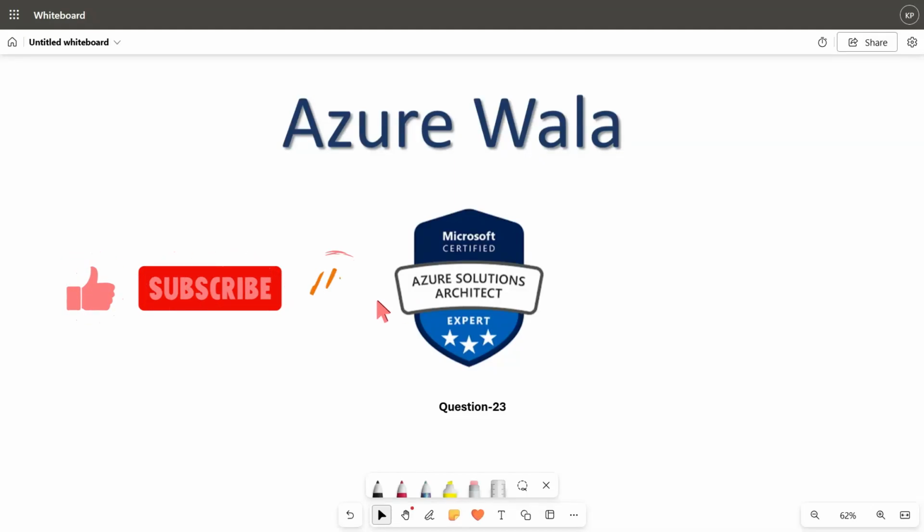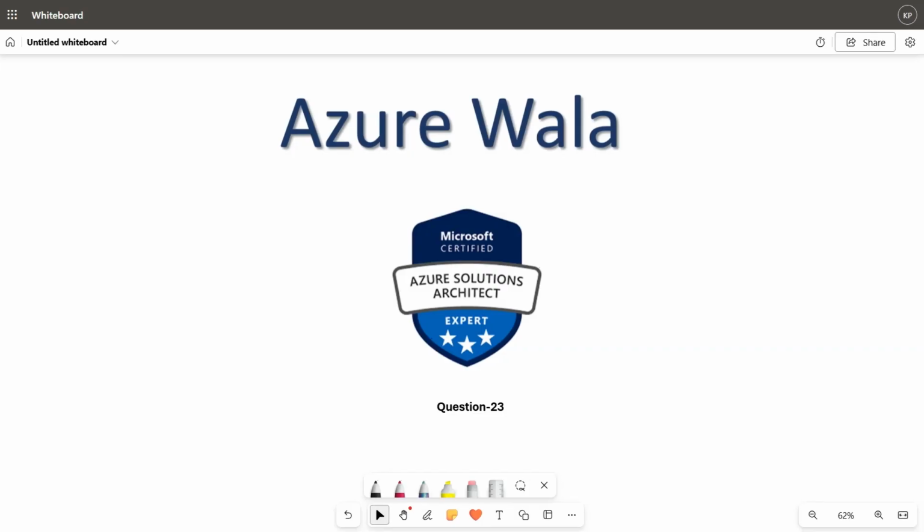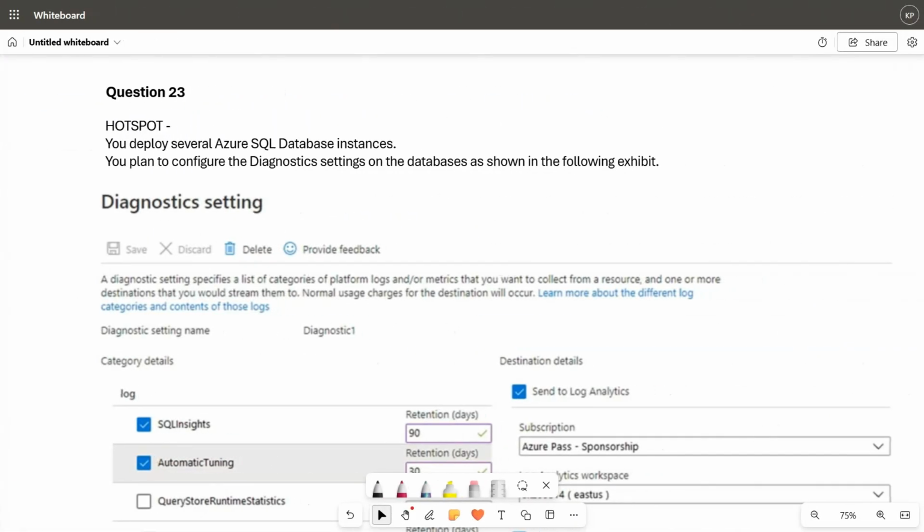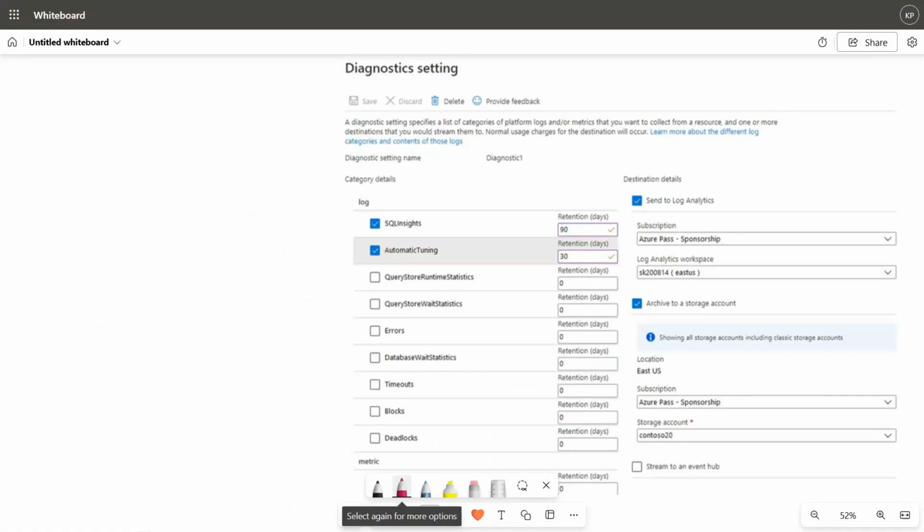We are in the Azure Solutions Architect Expert series. Today we are going to discuss question number 23. You deploy several Azure SQL Database instances. You plan to configure the diagnostics settings on the databases as shown in the following exhibit.